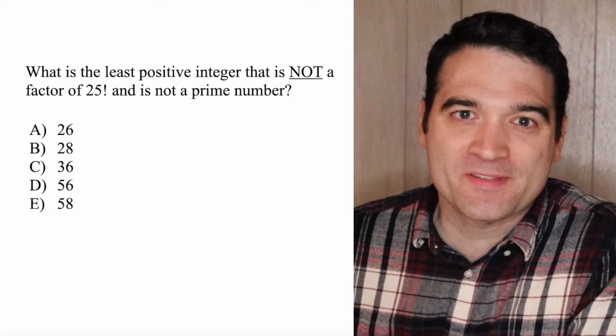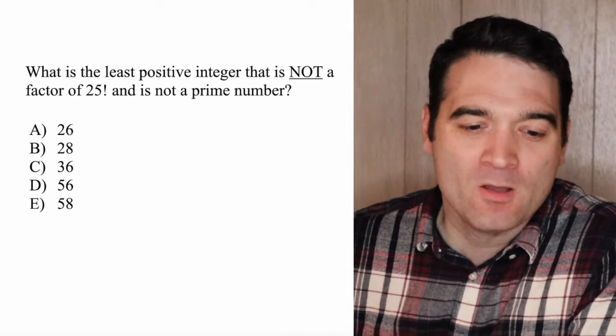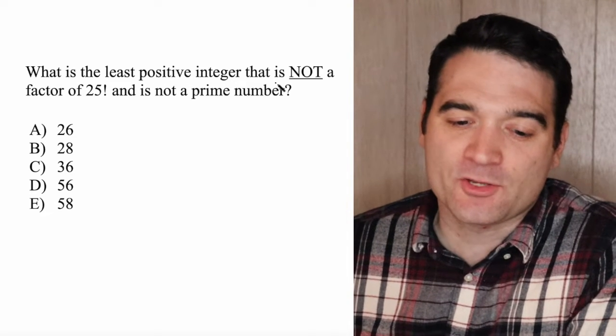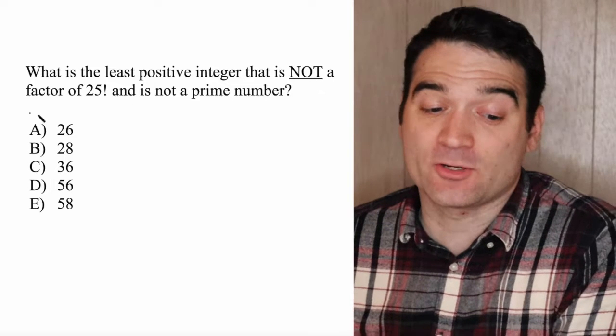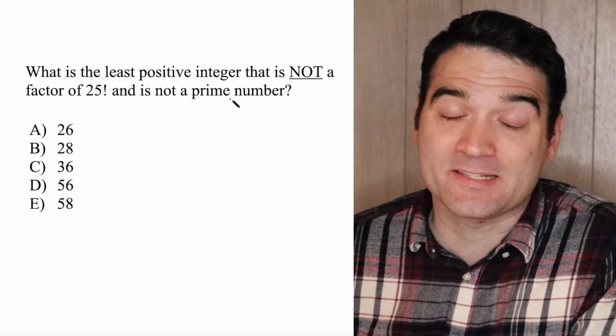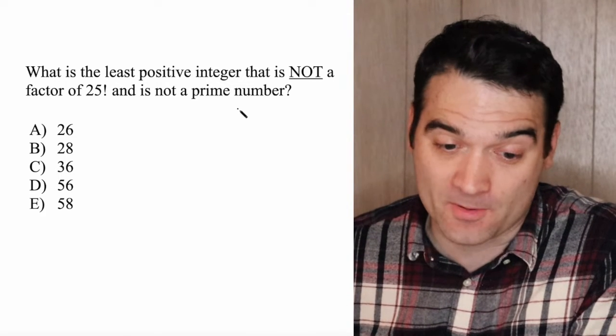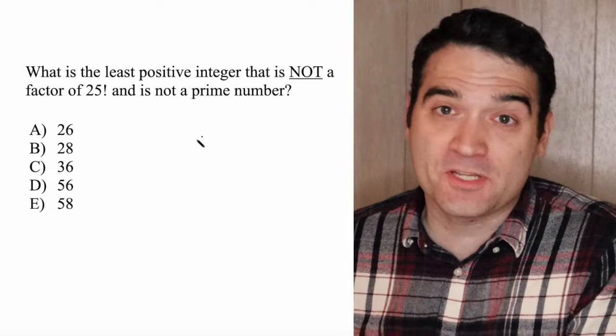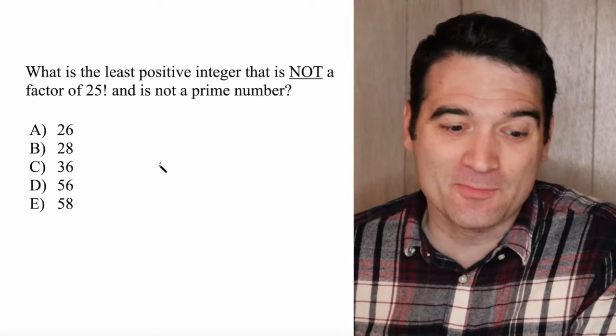Here's a GRE arithmetic question. Let's take a look. What is the least positive integer that is not a factor of 25 factorial and is not a prime number? All right, well, first things first, let's make our life a little bit easier.